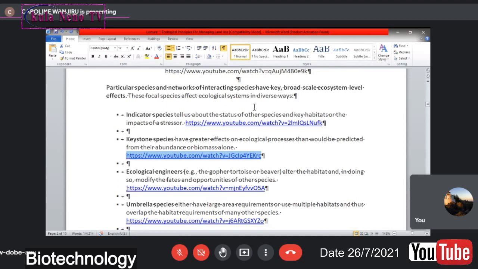And you've got the gopher tortoise and also the beaver. The next video we're going to look at is on the beaver. What these animals do, they just alter the habitat. And once they alter the habitat, they modify the fates of other species. So they do something for themselves, but they are also affecting the fate of other species. But one thing I like about animals, whatever it is they do, it ends up in most cases being more beneficial than destructive. We let them.